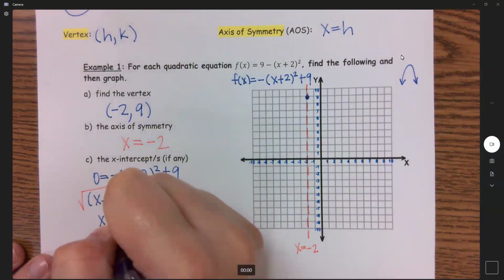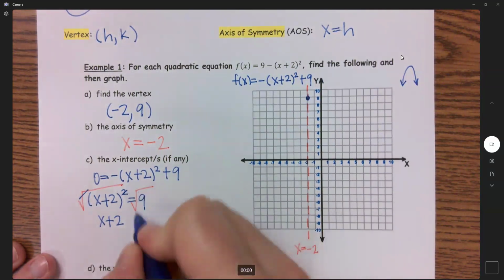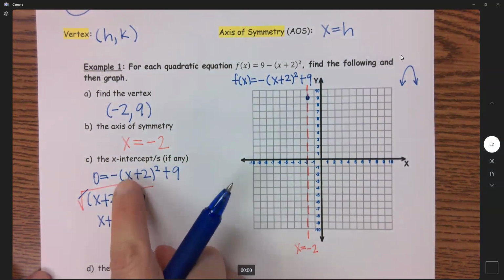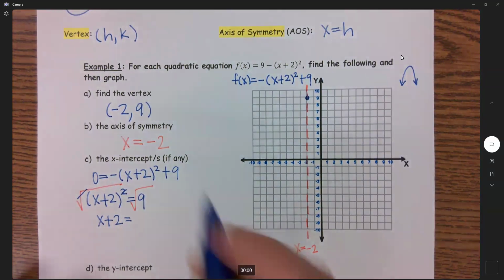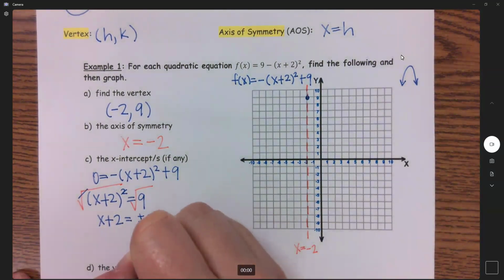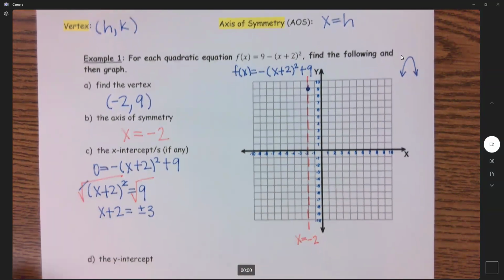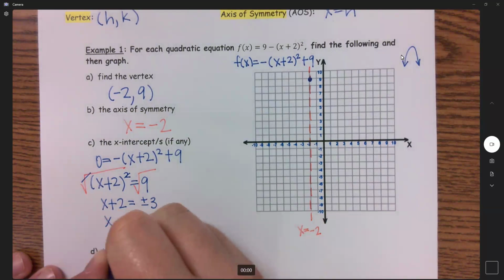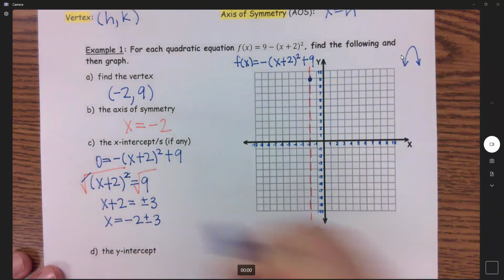And so I get x plus 2 because my square root and square cancel. And that is going to equal, and then be careful here. Because this is a quadratic, we have x squared, I have 2 answers. So it's not just positive 3, but plus or minus 3. Now I can continue on here. Oh, no, I'm not done. I need to solve for x. So subtract that 2 over. So I get x equals -2 plus or minus 3.